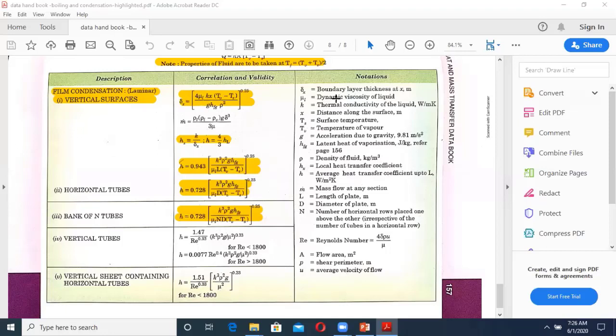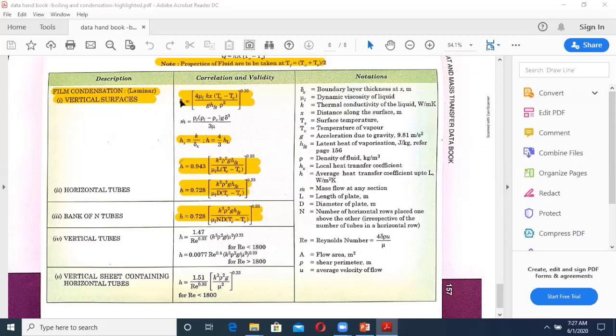So mu L is the dynamic viscosity of the liquid, which we just obtained for water. Then k is the thermal conductivity of the liquid. x is the distance. For this condition they have asked at the end of the plate, so we have to take the length of the plate L as the x condition here. Then T_v is the vapor temperature minus surface temperature T_s, so it is 100 minus 80. g is 9.8. h_fg is the latent heat at vapor, that is 100 degrees centigrade, and rho is again the density of the fluid which we obtained at 90 degrees centigrade for this problem.